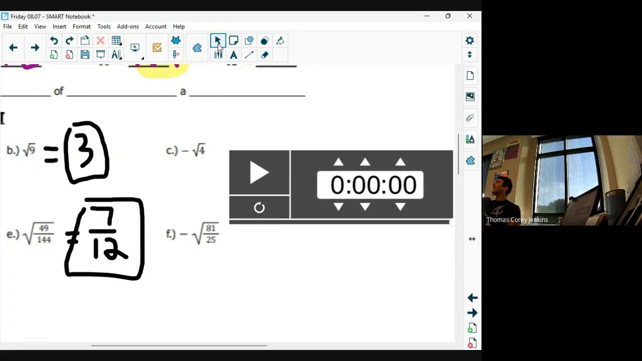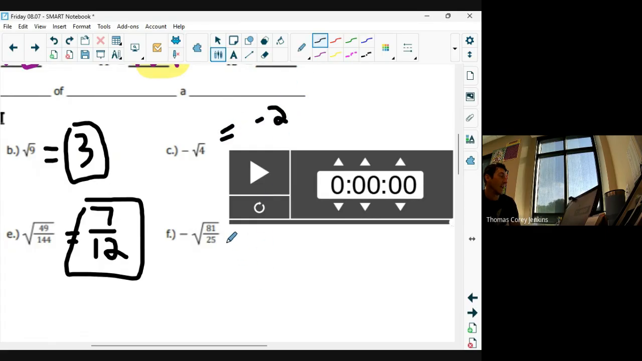Okay, the negative outside the radical puts a negative on your answer. That's like -1 times whatever the square root of 4 is, so your answer here would be -2. All right, and then next one, negative whatever. The square root of 81 is 9. The square root of 25 is 5, so -9/5.